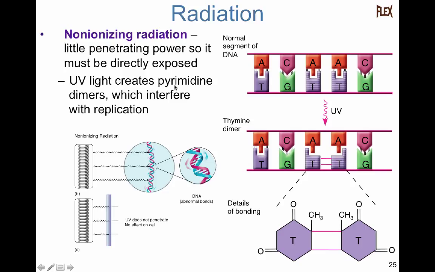So a pyrimidine dimer is on the same DNA strand. You have a covalent bond that forms between 2 pyrimidines. So it would be between 2 T's or 2 C's. And you see here, this is an abnormal bonding pattern that can be effective at stalling DNA replication and essentially inhibiting and killing the cell.